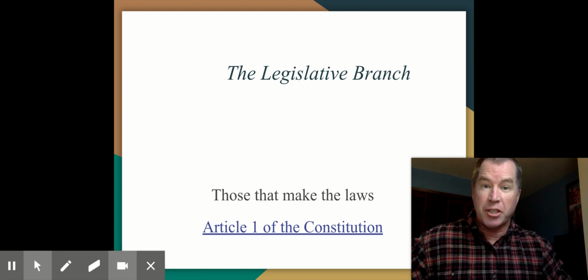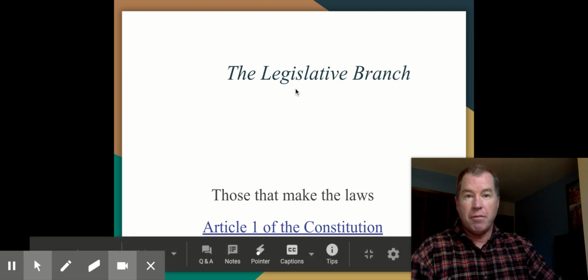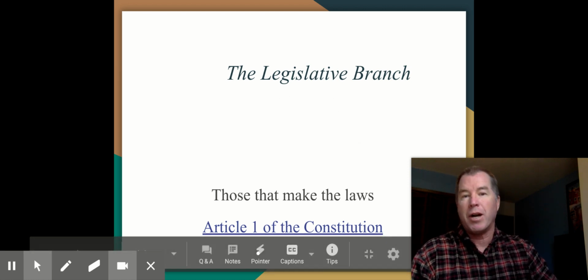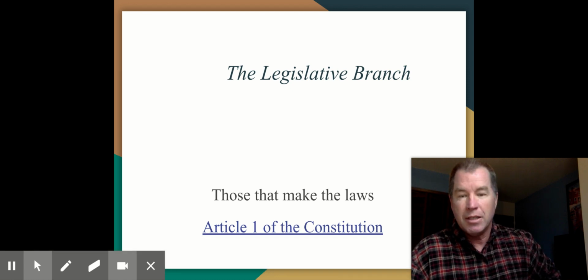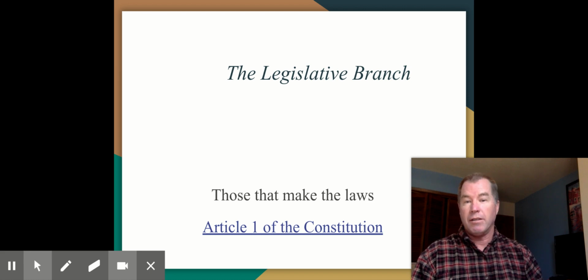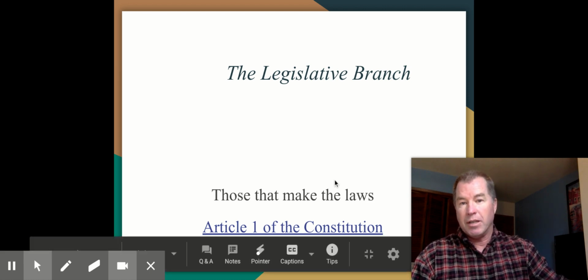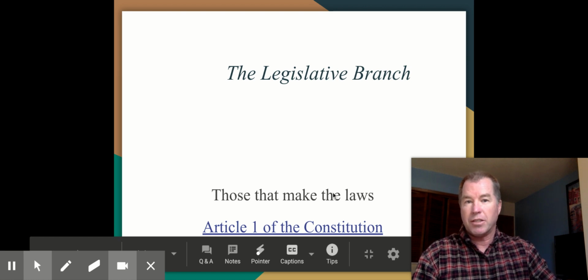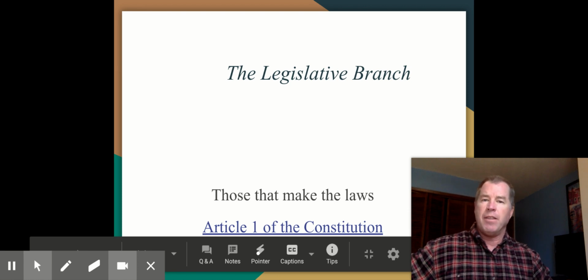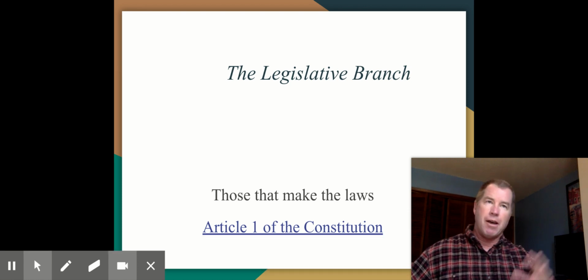Okay, so we are talking legislative branch. The legislative branch is arguably the most important branch of the entire government. It was meant to be, right? It was put in Article 1, the first article, the very first mention of our government talks about the legislative branch. And it was designed to be more important, more powerful than the presidency, than the executive branch.